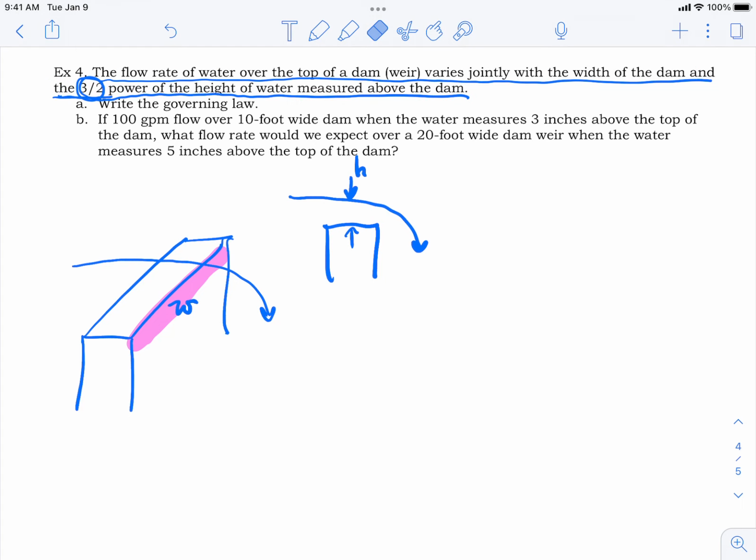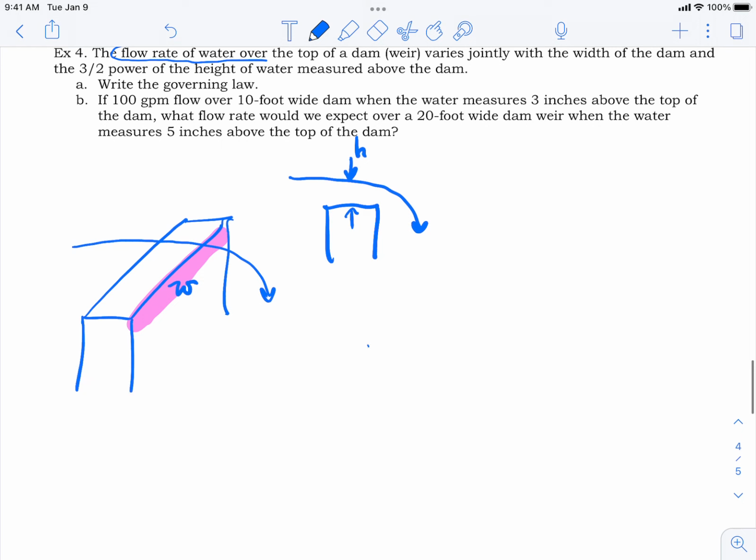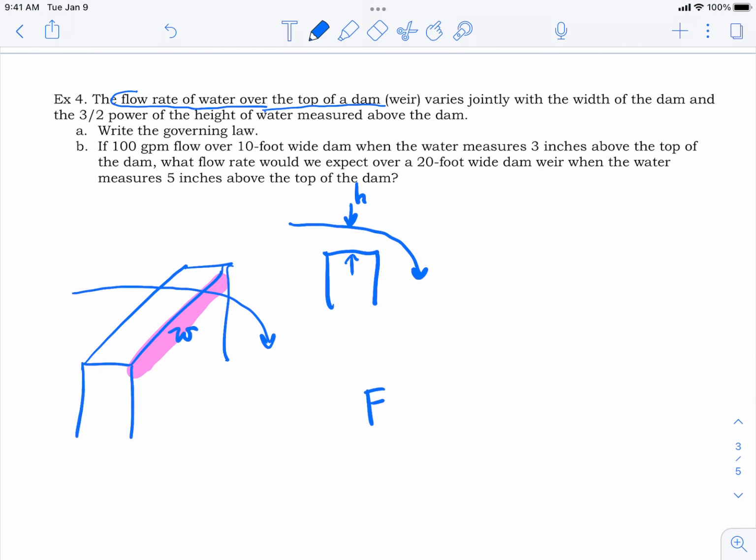So, okay, let's interpret this formula now. The flow rate of water, we need a letter. How about F? Flow rate of water over the top of a dam, which civil engineers call a weir, varies jointly with, okay, that's going to be another one of those K times multiple things here. The width of the dam, we'll call that W for width, and the 3/2 power of, now be careful here. 3/2 power of what? 3/2 power of the height of water.